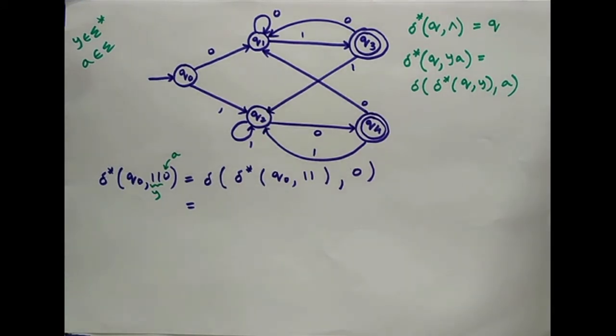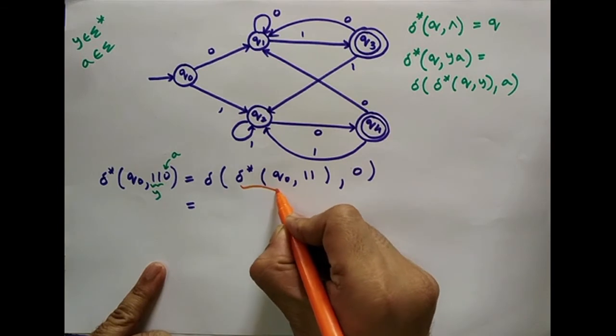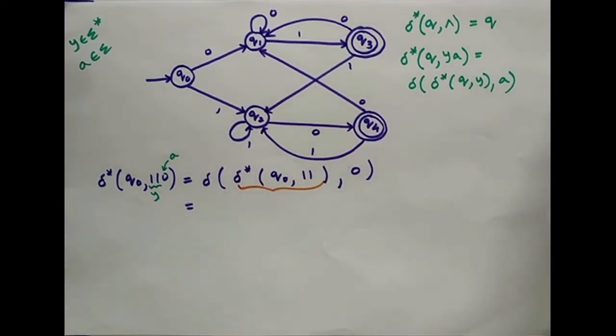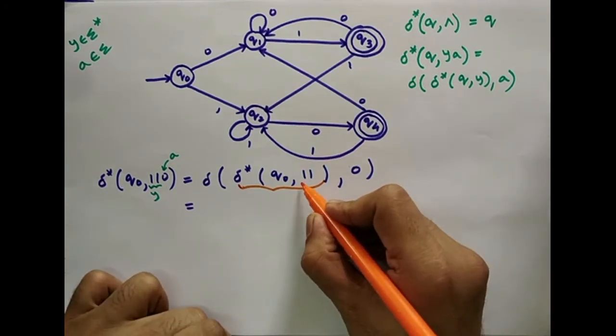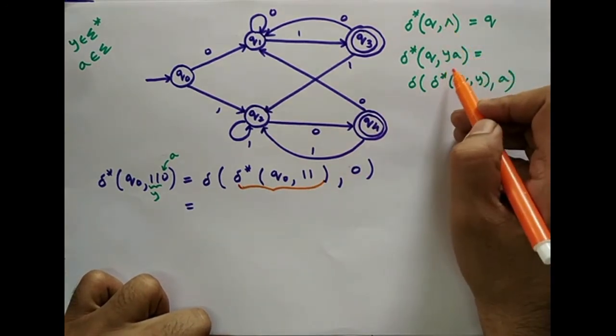Next we need to find out what is delta star of q naught comma 1. So delta star of q naught comma 1, again the string here, its length is more than 1. So which formula? The second formula we are going to use.